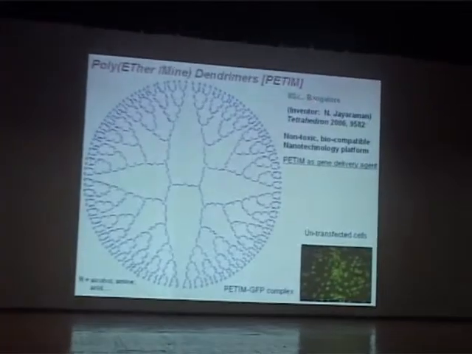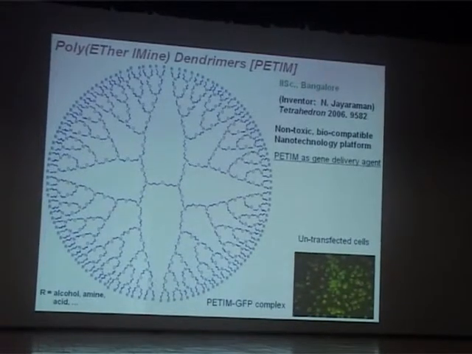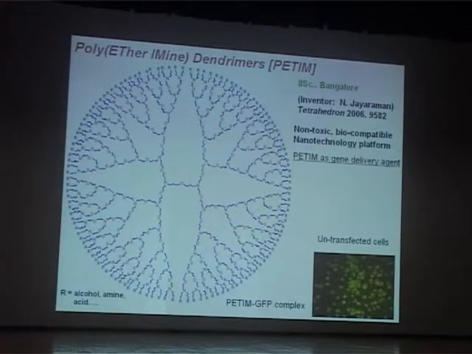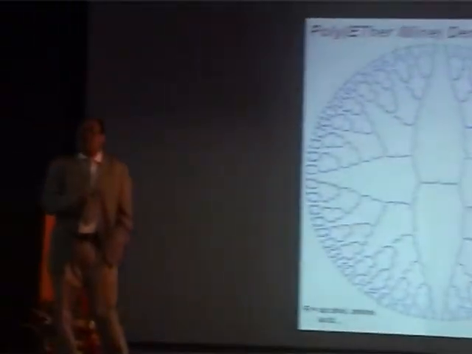And this is the work being done with Professor N. Jayaraman from organic chemistry, who is the inventor of a new class of dendrimer called Patin. And these are non-toxic dendrimers. There are other PAMAM and other dendrimers, but his dendrimer has many, many more advantages, which I have written here. And our idea is to use it as a gene delivery. So the nanotubes come as the vectors for this dendrimer.